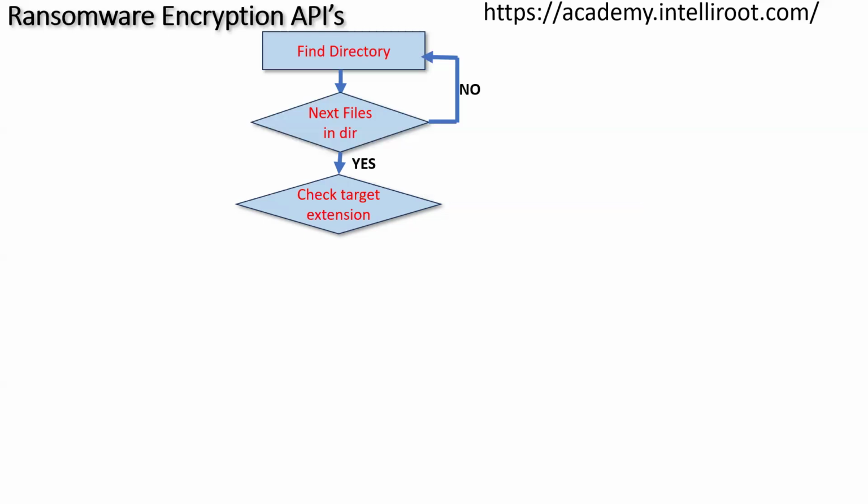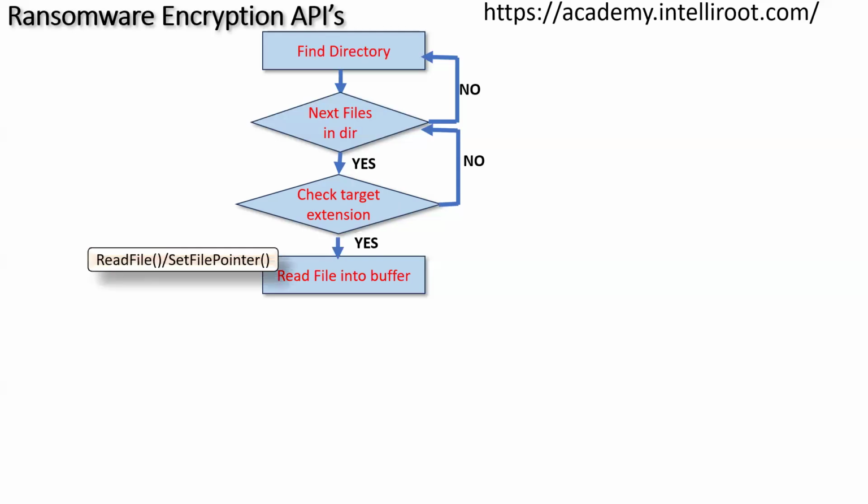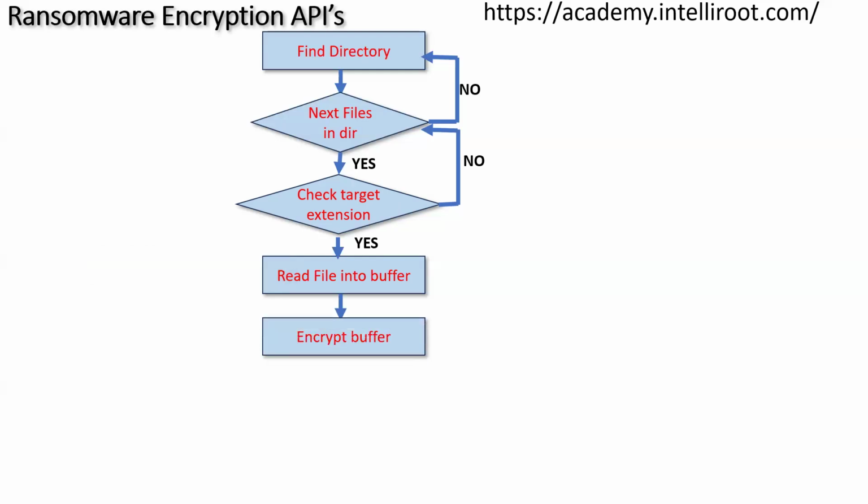If the file extension matches, then the ransomware is going to encrypt the file. Otherwise, it is going to move on to the next file. Once the extension matches, the ransomware is going to read the contents of the file and then encrypt them. It reads the contents of the file in chunks. It can use the APIs ReadFile and SetFilePointer to read the contents of the file in chunks and place them in a buffer.